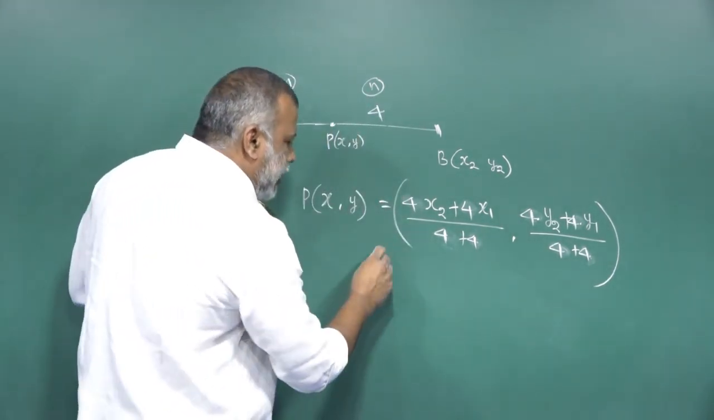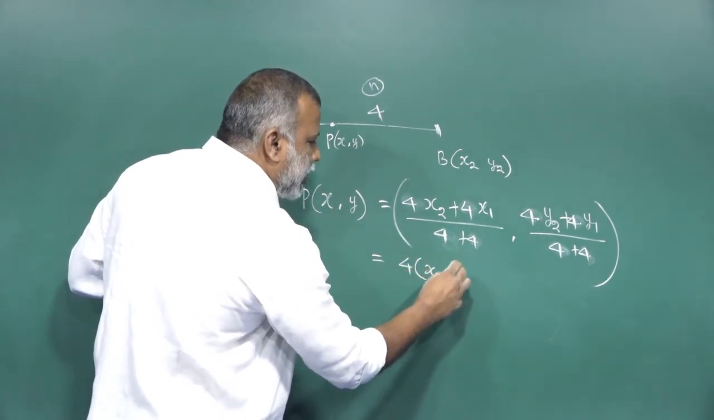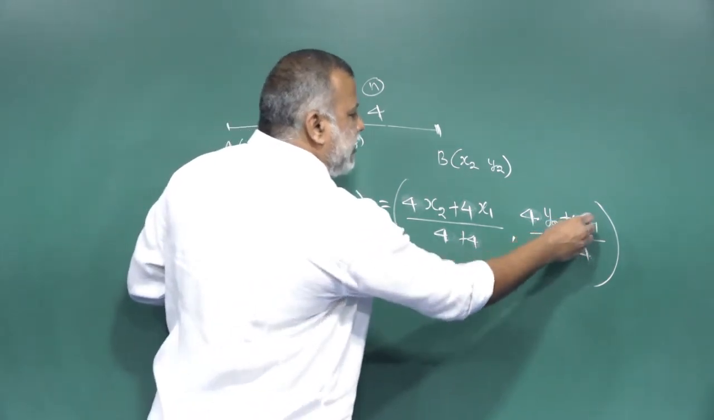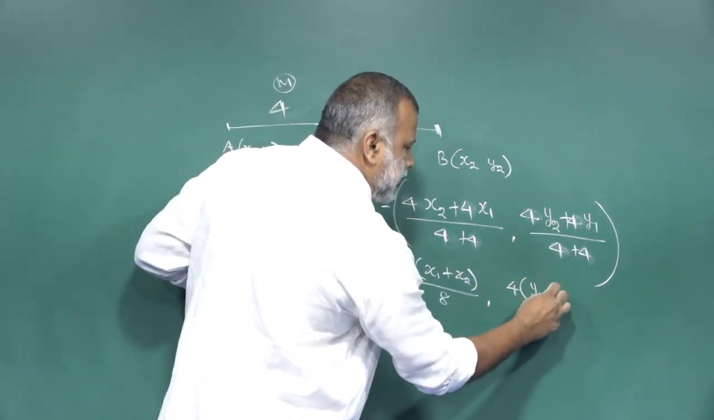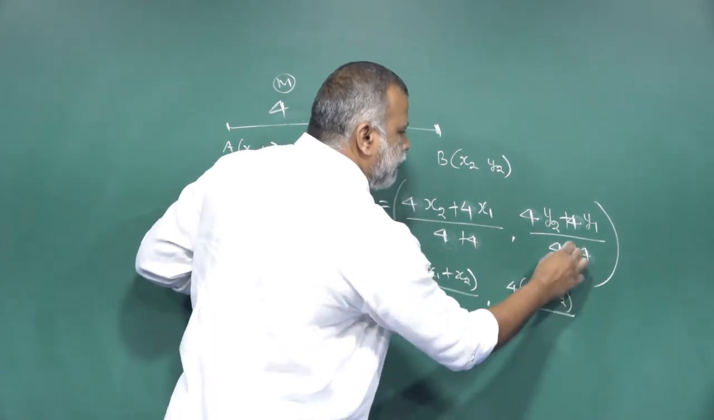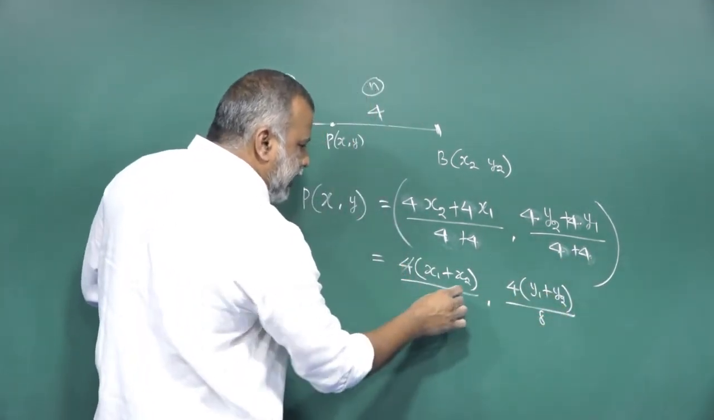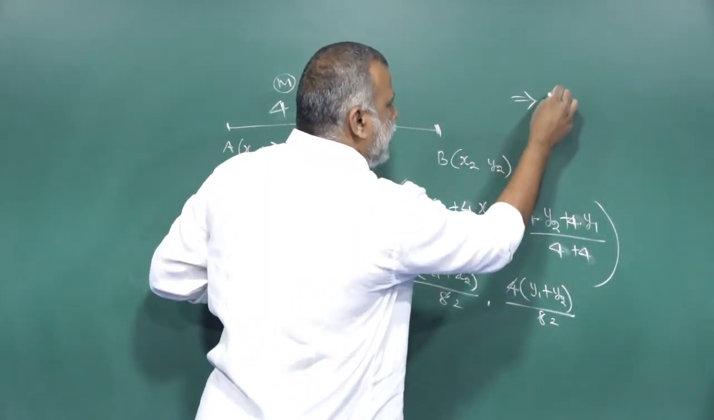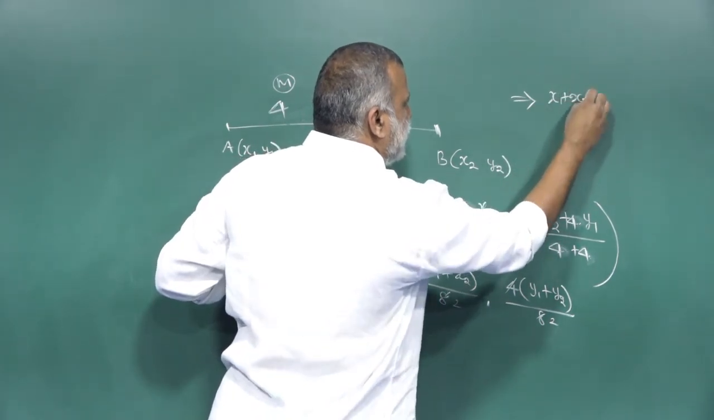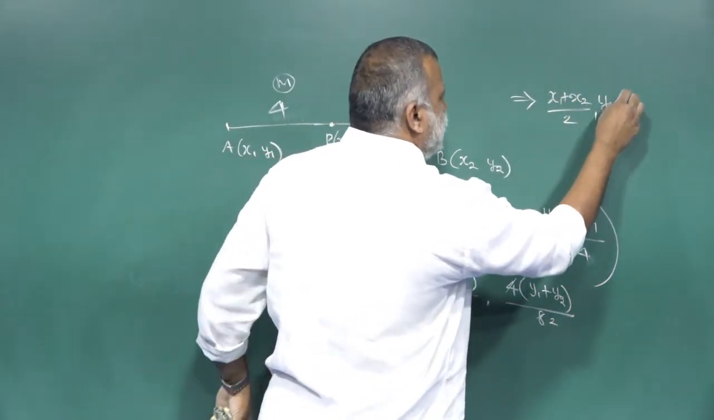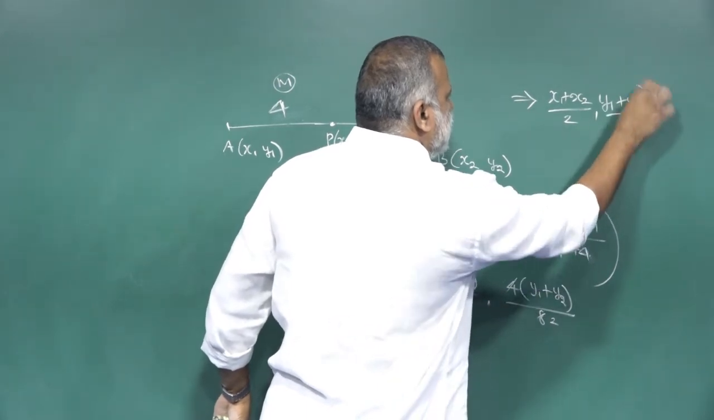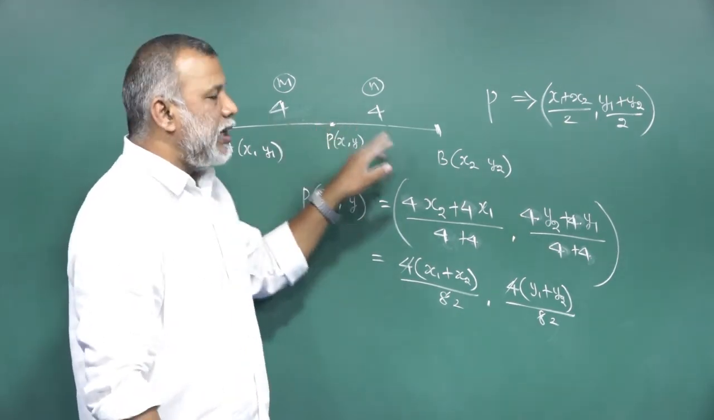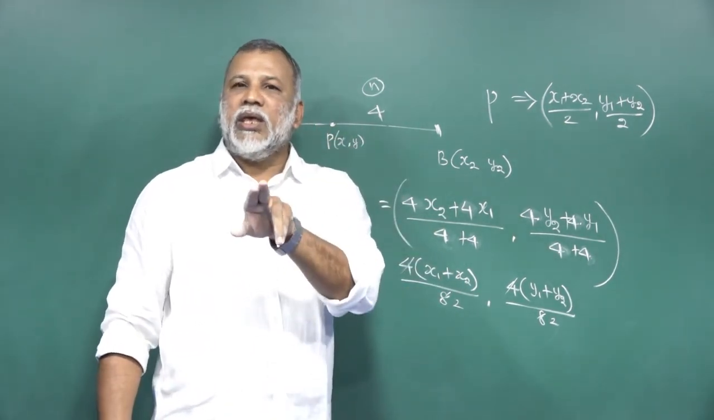In your numerator, we can take out 4 as common. What is remaining? x1 plus x2 divided by 4 plus 4, we can get 8. In the same way, we can take out 4 as common, the same result, y1 plus y2 divided by 4 plus 4, we can get 8. Now 4 and 8 will be removed, we can get 2. Then we can get the result x1 plus x2 by 2, comma y1 plus y2 by 2. P of x comma y. That is also the ultimate point. So we can use any ratio, but the ratio must be equal.